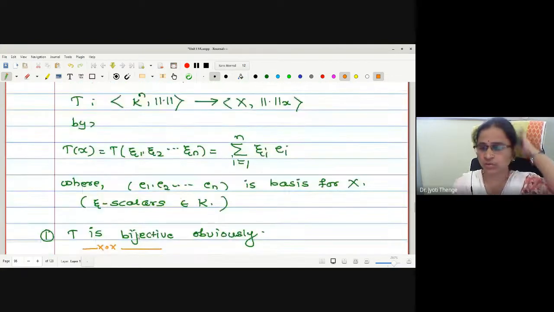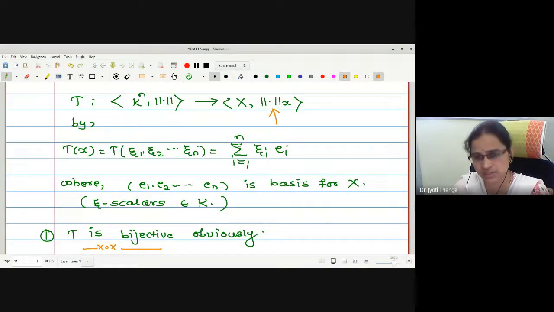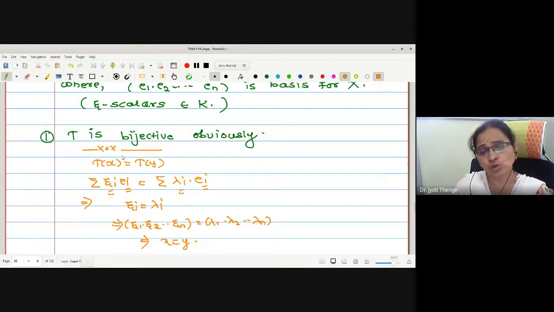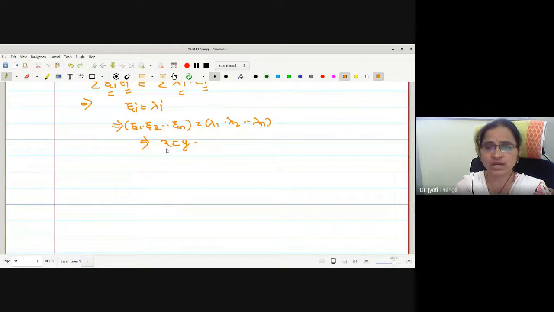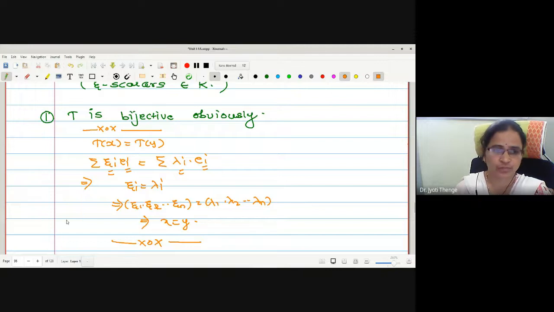What about onto? This is one vector in the codomain space we have. For this vector in X, can you find one vector in K^n space? Actually, the scalars themselves contribute the vector in K^n space. If you take these as scalars, it will be the pre-image in K^n. Therefore, may I say it is onto also? Therefore, no need to prove one-one and onto separately. We go directly for linearity now. Any difficulty? No, ma'am.